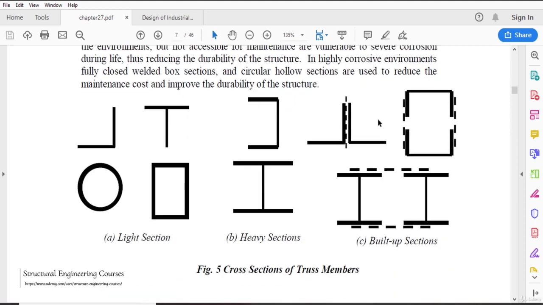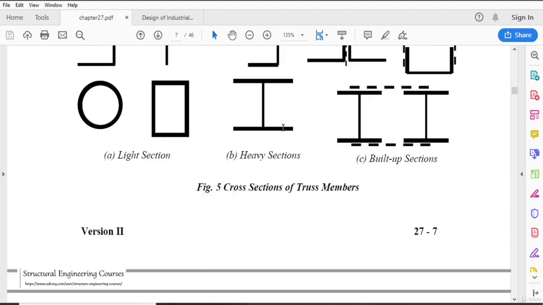And truss members. Truss members can be made with the help of these various types of structural steel sections. Most common are these four, that is, we use either single angle or double angle or circular hollow section or rectangular hollow sections. When the span is somewhat higher, we go either with the channel or with the I-shaped sections. And when the span is very large, then we need to go with built-up sections, that is, double angle with the plate inside, double channel with batten plates, and double I with top and bottom flange plates.